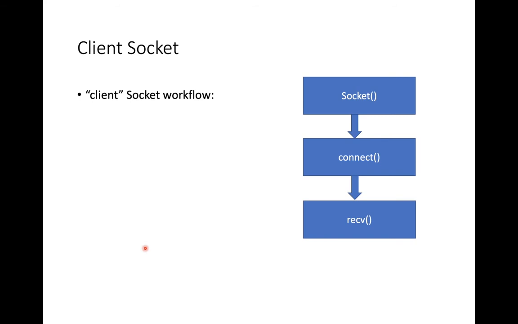From the client side, again you have to make a socket, and then make a connection request to the server socket. Once the server receives the connection and accepts it, the server data can be loaded to the client, and the client can receive all the data coming from the server. So the data transmission happens from the server to the client.